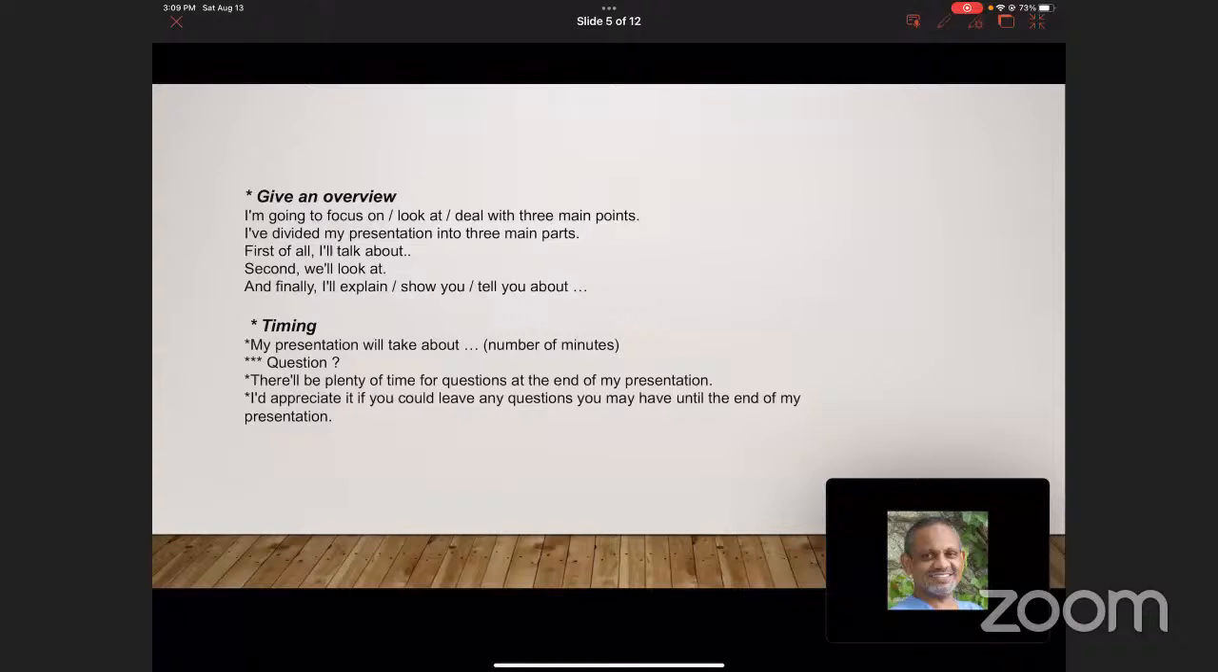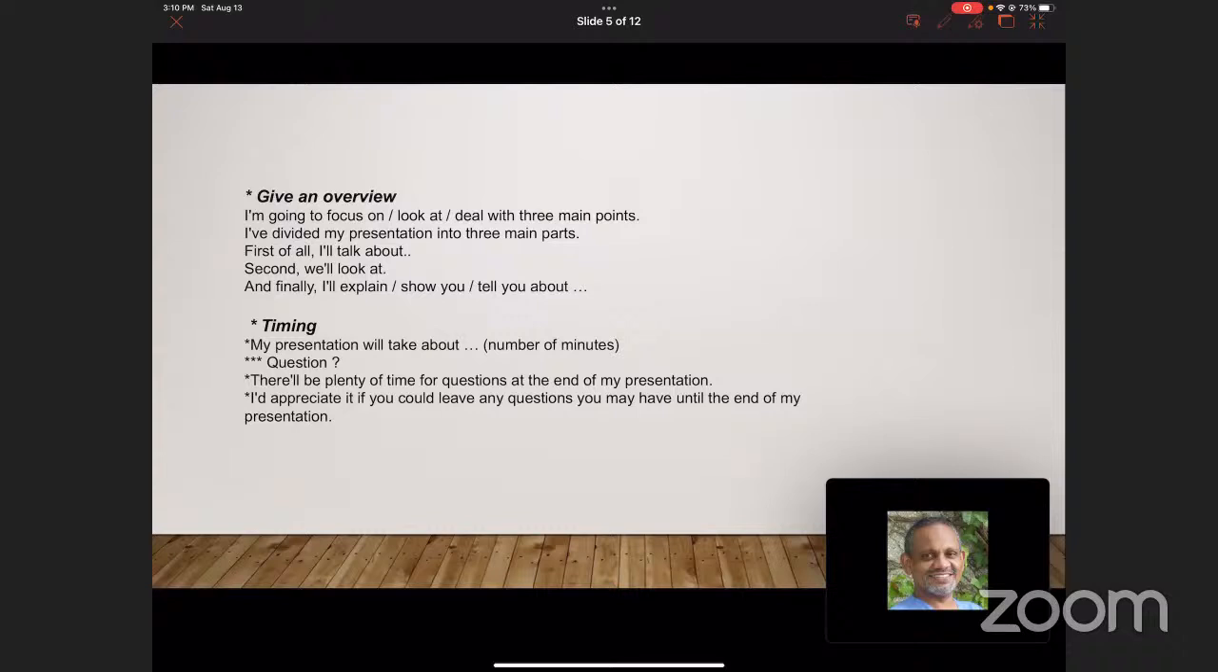The second step, you should give an overview, like saying, I'm going to focus on, or look at, or deal with 3 main points. I've divided my presentation into 3 main parts. First of all, I will talk about. Second, we will look at, and finally, I will explain, or show you, or tell you about.